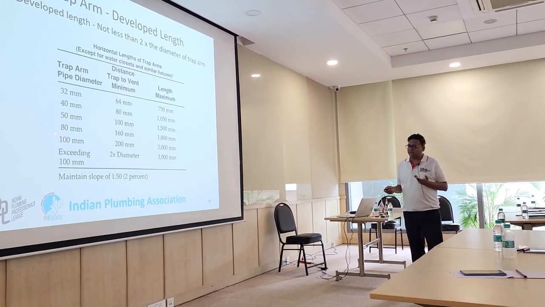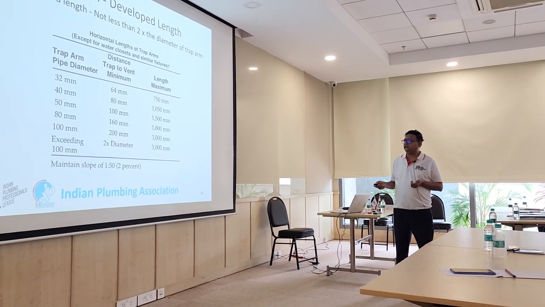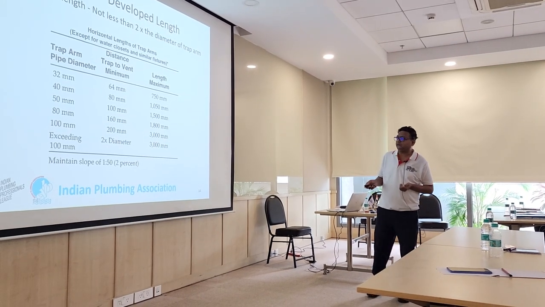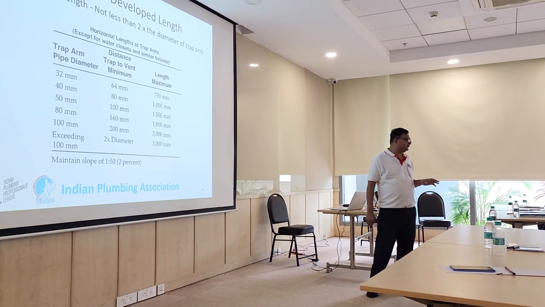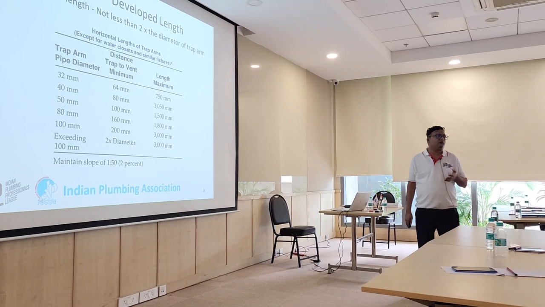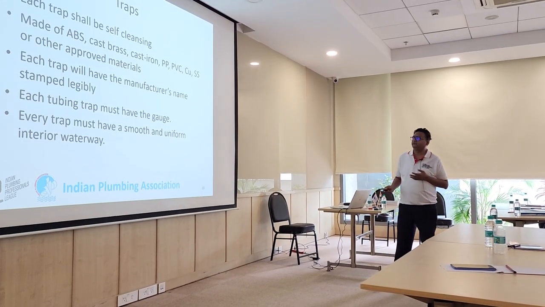So you can see this is quite easy. For 100, 2D is 200 mm and maximum development length is 3000 mm, that is 3 meters. And if it is exceeding 100 mm dia, which is hardly the case, our maximum WC outlet is 100 mm. So we usually get up to this.